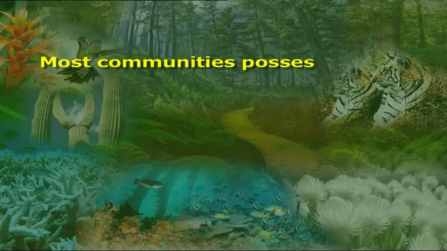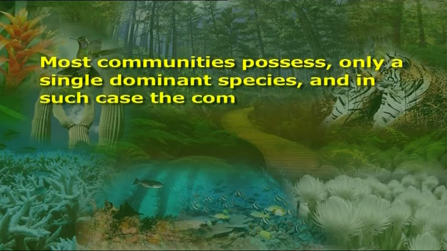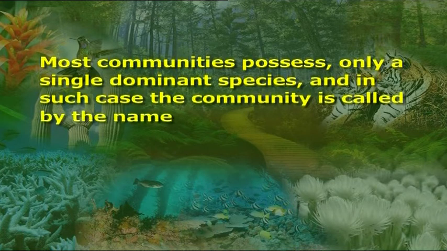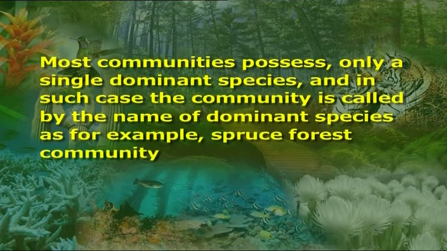Generally, most communities possess only a single dominant species, and in such a case the community is called by the name of the dominant species, for example, spruce forest community. In other communities, there may be more than one dominant, as in oak hickory forest community.